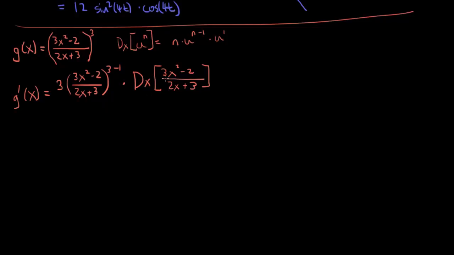Now, this is going to take a little bit of work to do. Okay, so let's clean this up a little bit. 3 times 3x squared minus 2 over 2x plus 3. Now to the 3 minus 1 power, that's squared. Now let's get some brackets going here. This is a quotient rule. So we're going to have to write a big fraction.